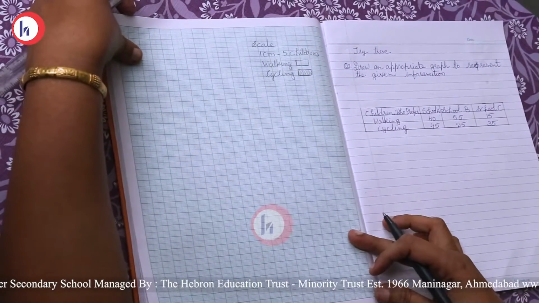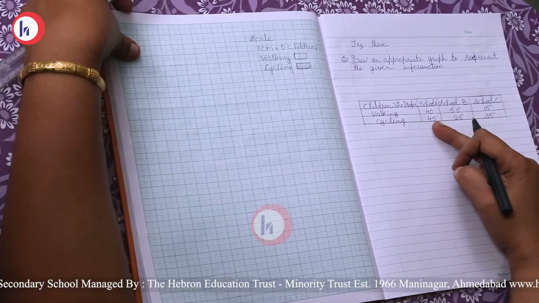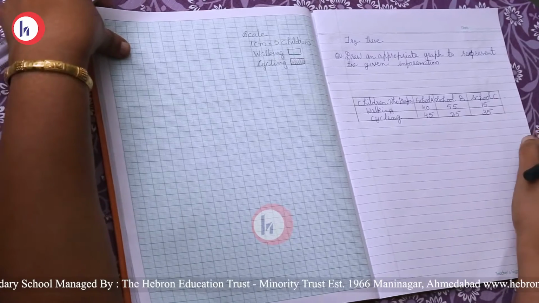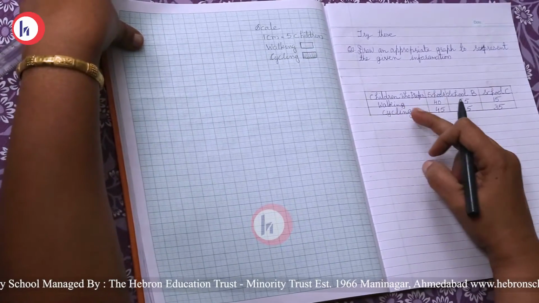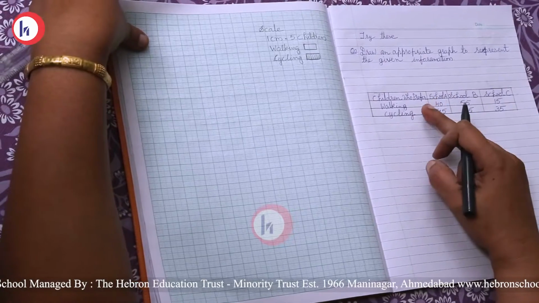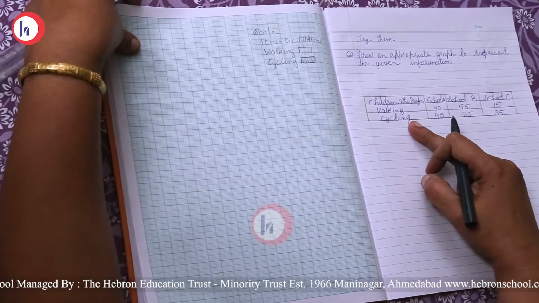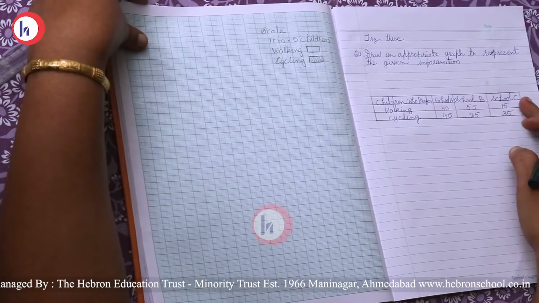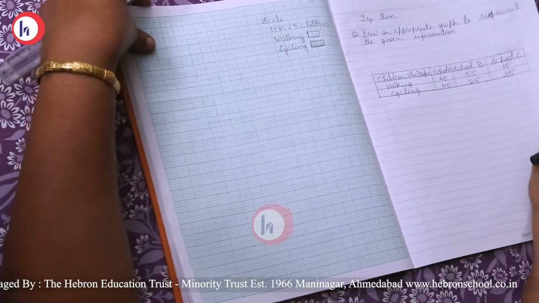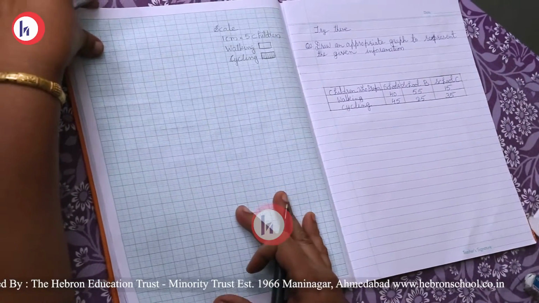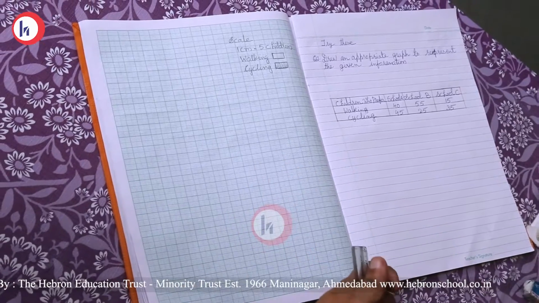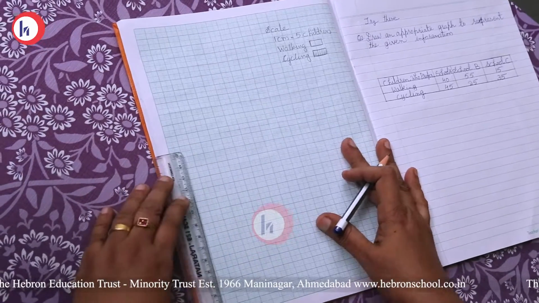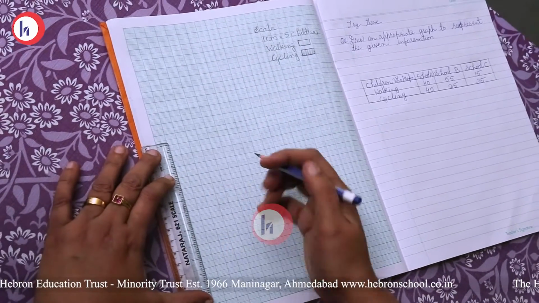Now we will see how you can make a graph using the given information. The children who prefer walking and cycling, two qualities we have to find out, and that also for school A, school B and school C. So for that, as you all know, first we will draw the y-axis and x-axis.